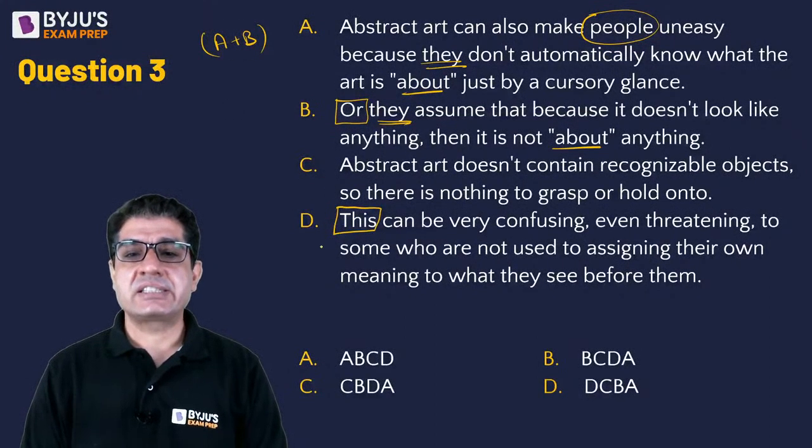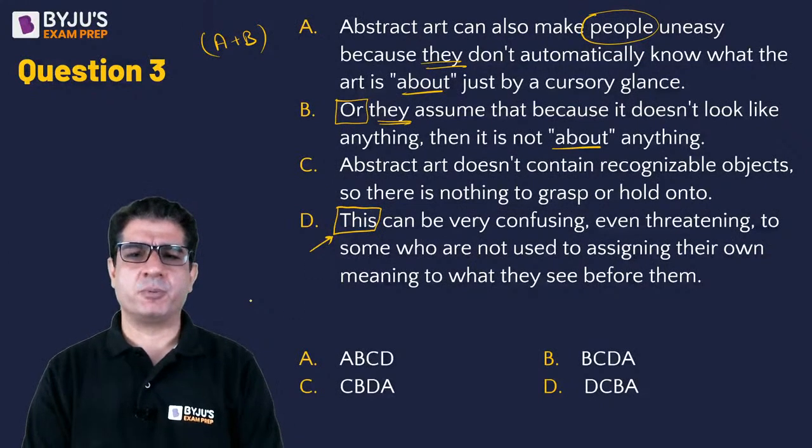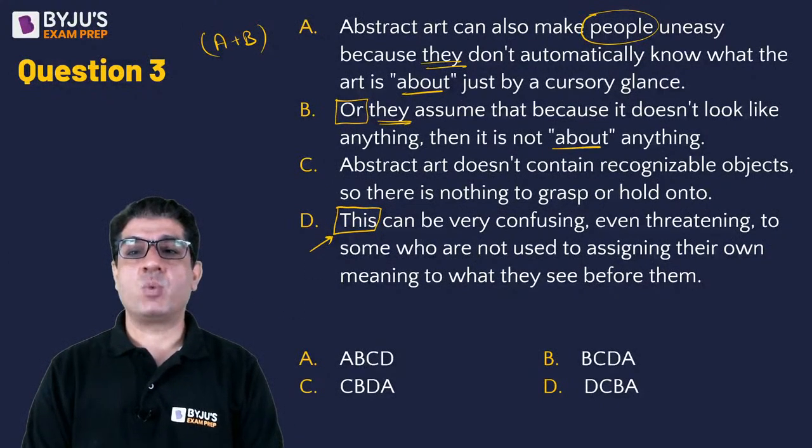Then let's look at this in D. What does it refer to? This can be very confusing. What can be very confusing?